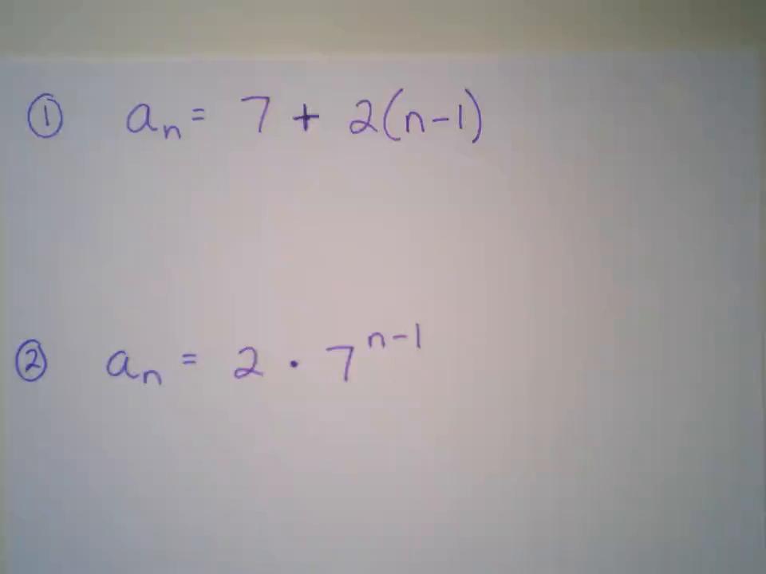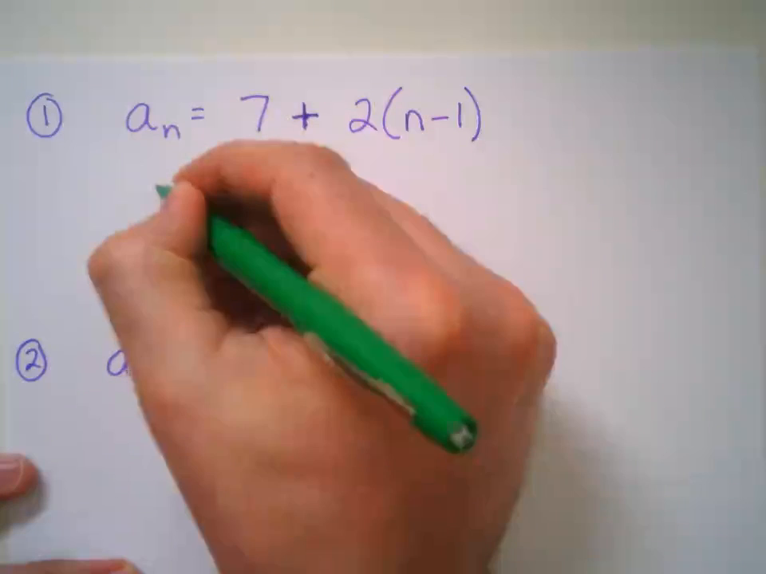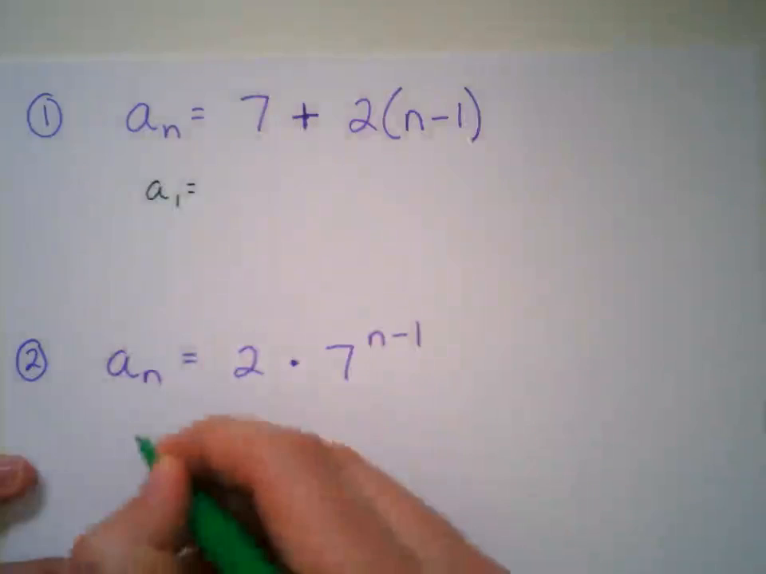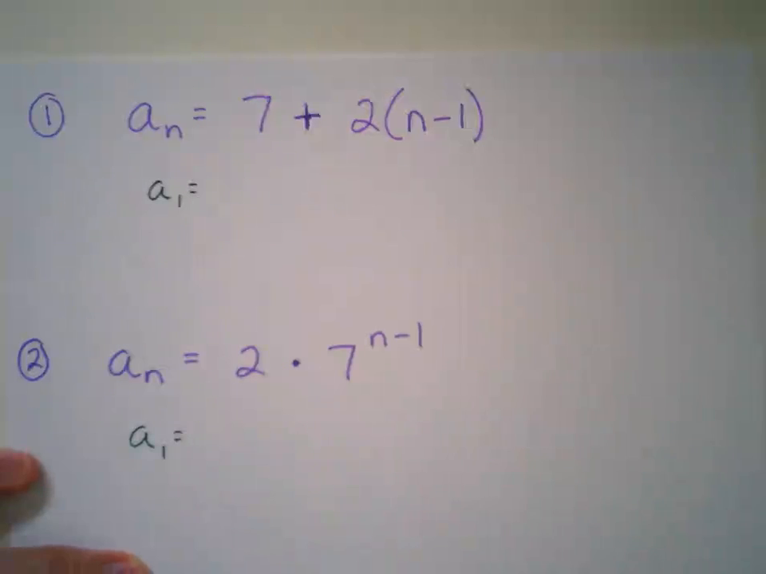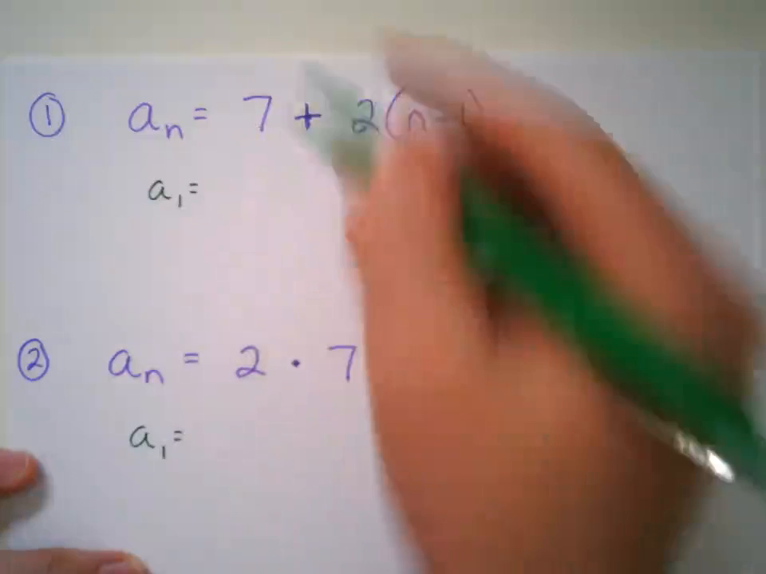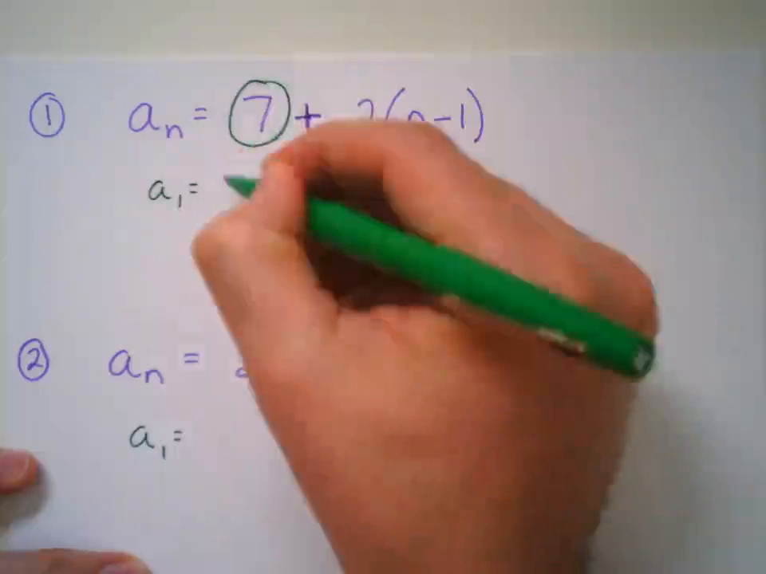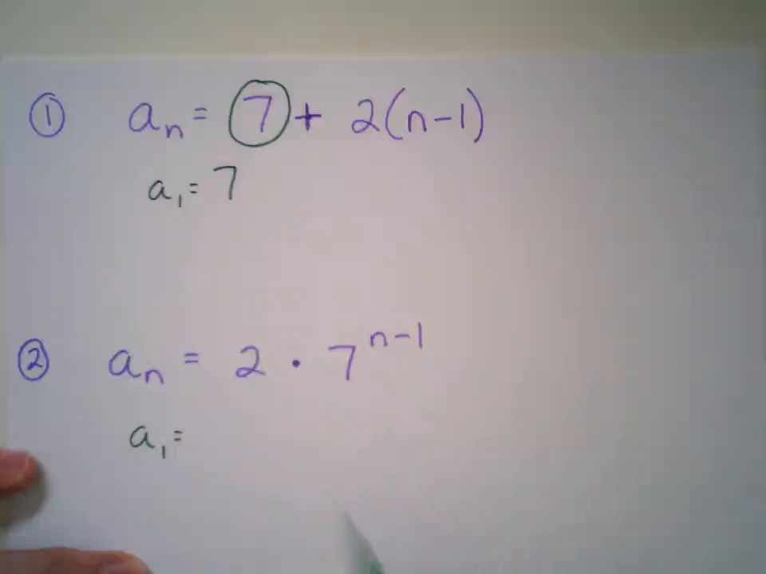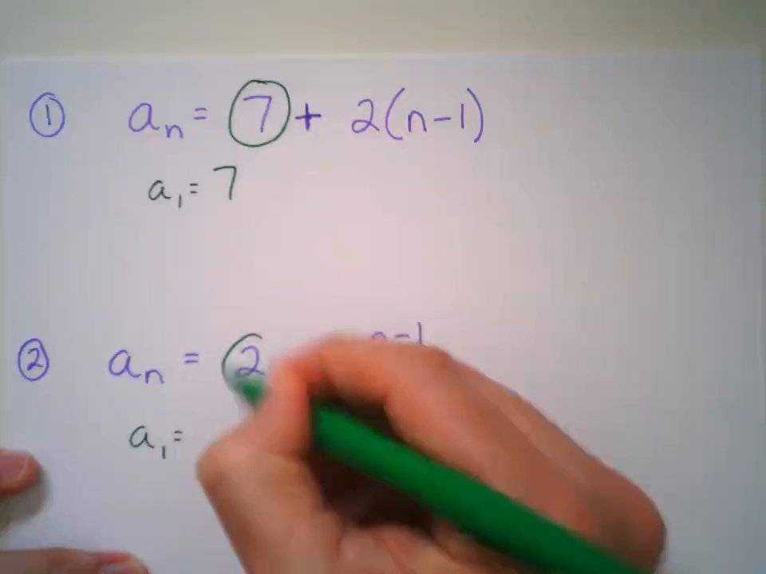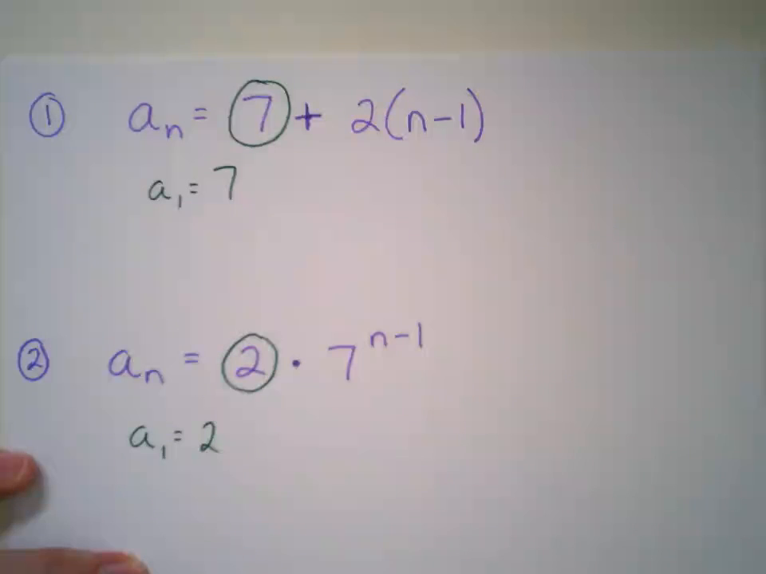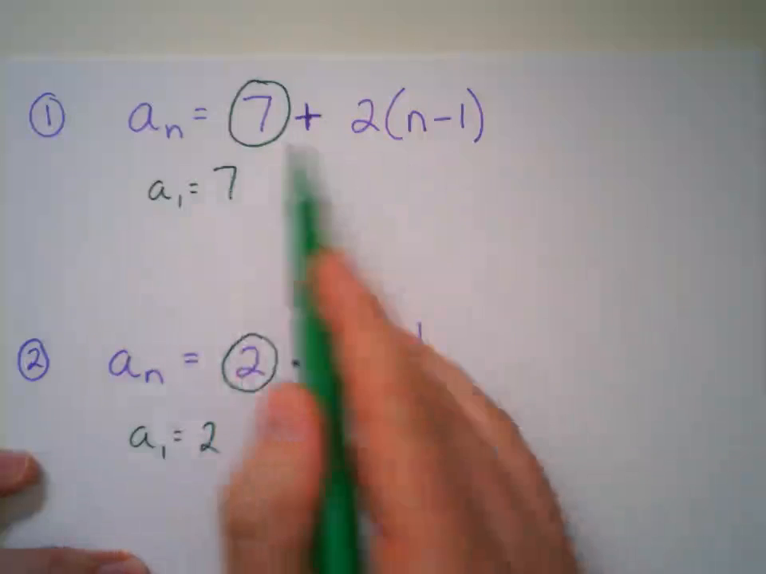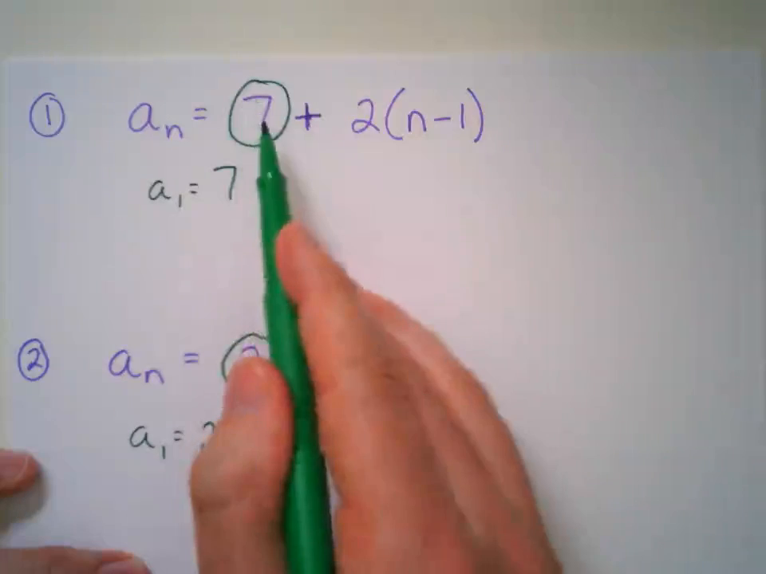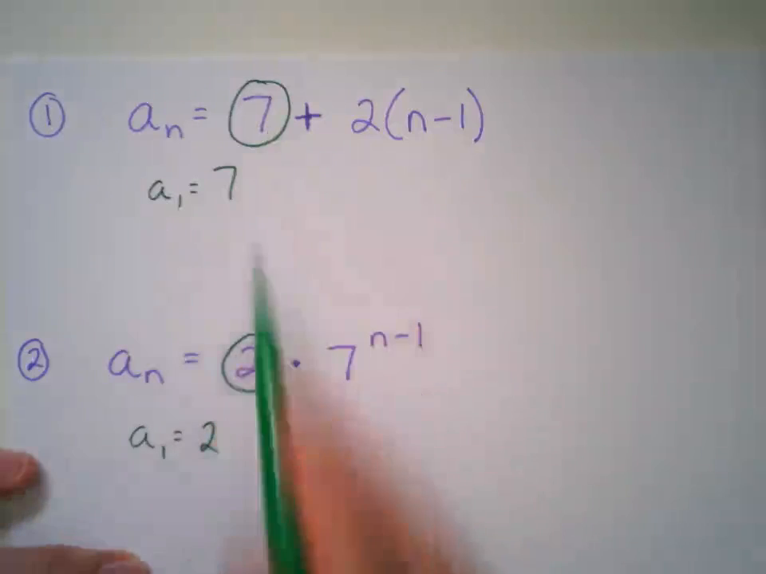So when figuring out going from explicit to recursive, they're kind of the same formulas. What we're going to look at is you always want to know your A1 for both of these, which is pretty simple in this case. Your A1 is going to be 7 here. And for this one, 2 is going to be your A1. So our A1 for the top is 7, because again, there's nothing around the 7. That tells us that's our first term.